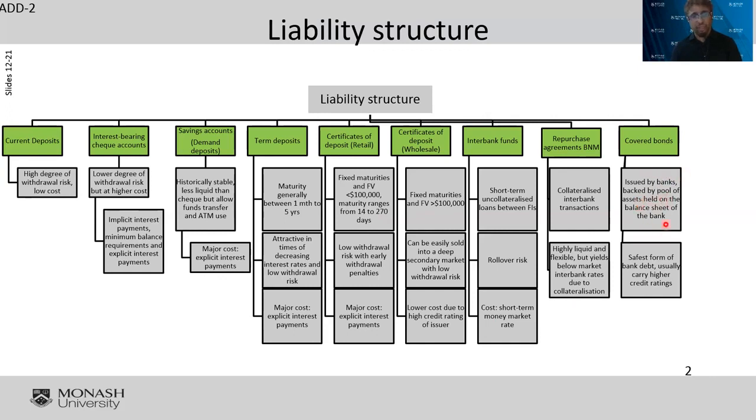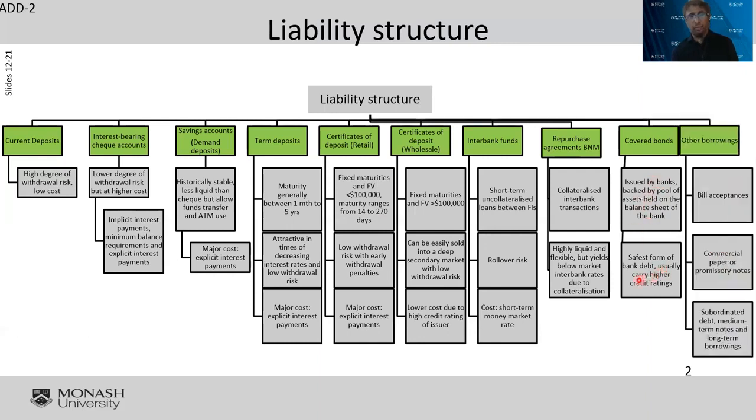Covered bond securities come under this issue if you are talking about MBB, or you can actually issue bonds guaranteed by your assets, and it depends on the rating. And then I think we have the other borrowing, which is bill acceptance. You can accept a bill, and you can issue commercial papers, promissory notes, subordinated debt, medium term.